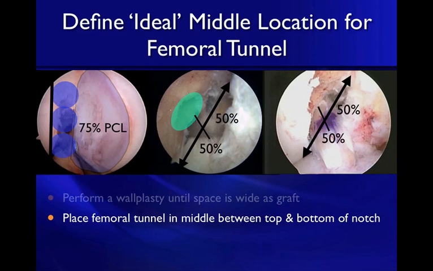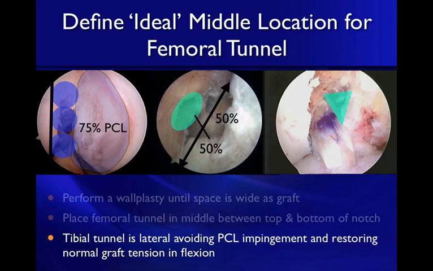Again, 50% from the top to the bottom of the notch is where it's centered on the femoral arch, and there's usually a triangular space between the ACL graft and the PCL, indicating that the graft is not subject to impingement against the PCL during flexion. And then, of course, we want to make sure that only a small portion of the graft is overlapping the PCL where the tibial tunnel is placed.